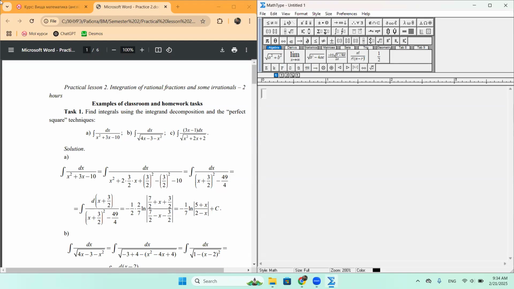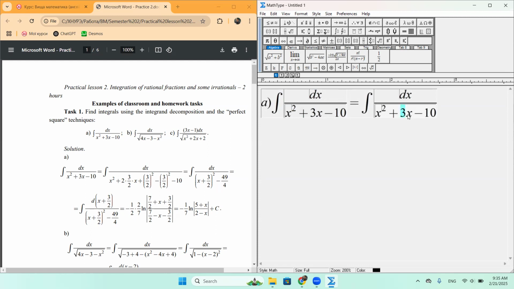Today we will start with integrals that can be found by extracting perfect squares. So the first example is the following. We don't have such an integral in the table of integrals, but we can find the perfect square in the denominator, and then use the differential entry technique.